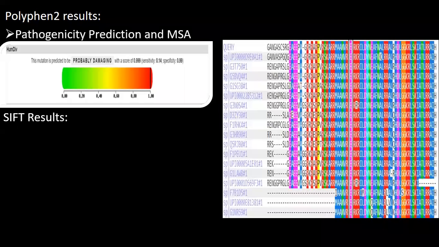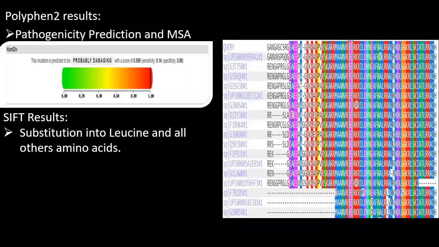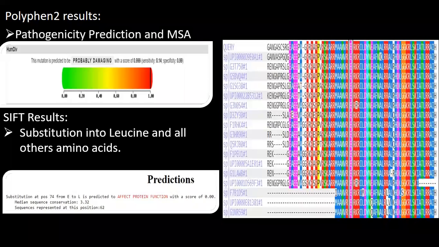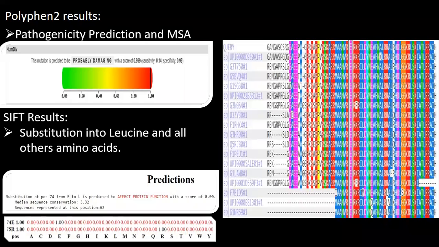If we check the result of SIFT, glutamic acid is substituted by leucine, and we can also check substitution into other amino acids. The prediction result of SIFT is affected protein function, and the position is E74. If we check the leucine position, which is 0, it means it affects the function of the protein.